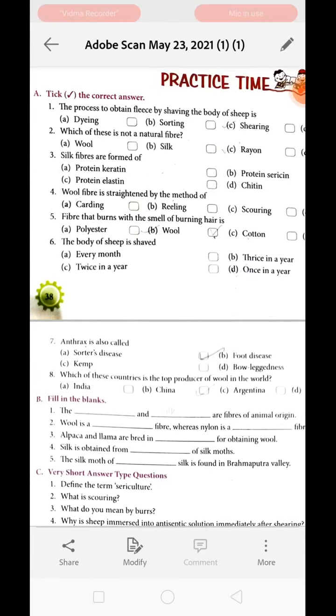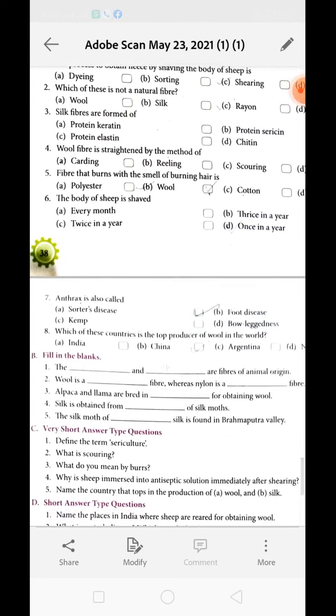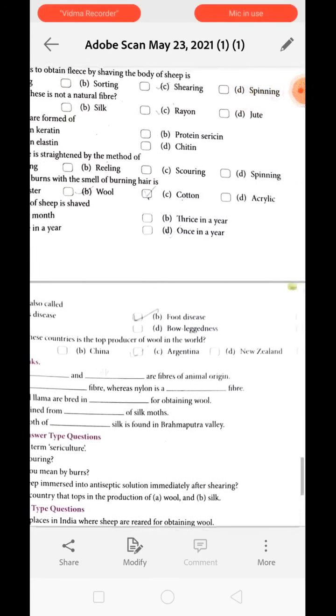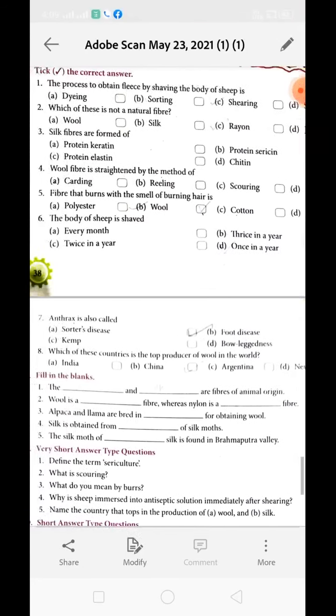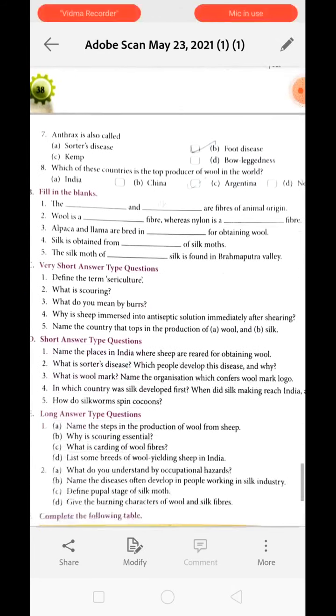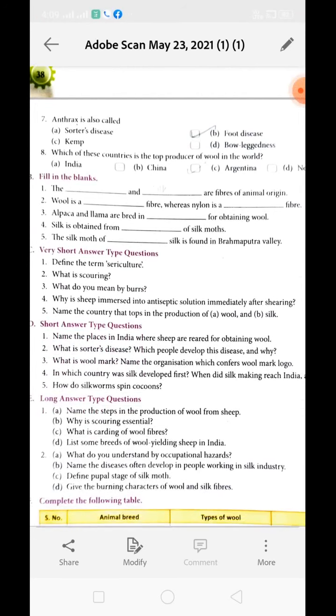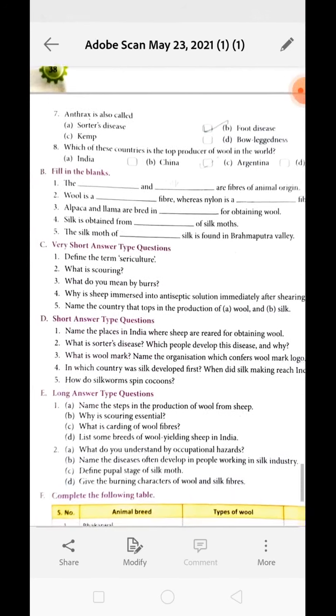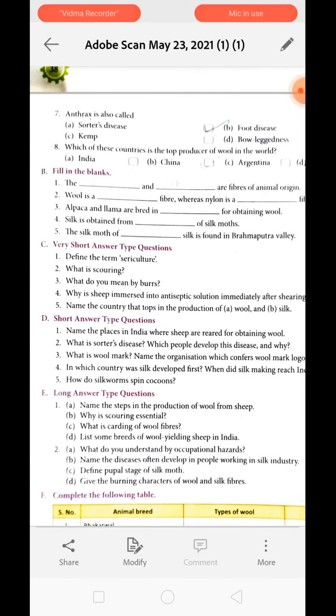Okay, 4th question, wool fiber is straightened by the method of carding. Carding is the method in which the wool fibers are straightened up. Okay, 5th question, fiber that burns with the smell of burning hair. It is wool. So option B is the correct answer for 5. 6, the body of sheep is shaved once a year. Option D is your answer for 6. Okay, now 7, anthrax is also called woolsorters' disease. Option A is your answer for question 7.